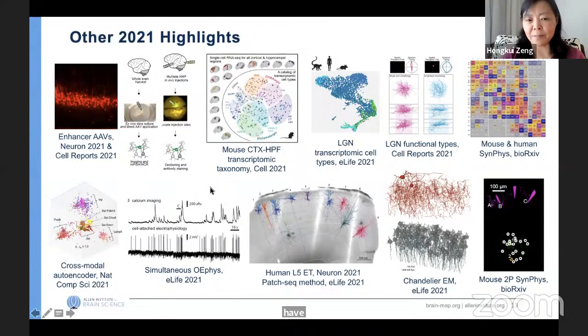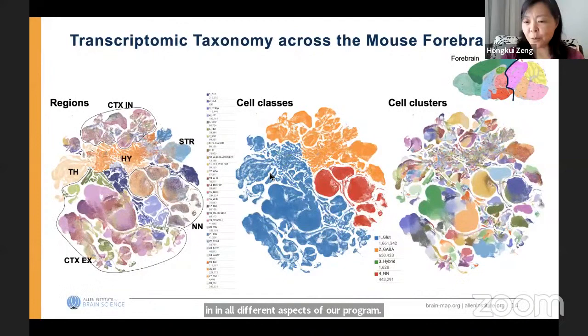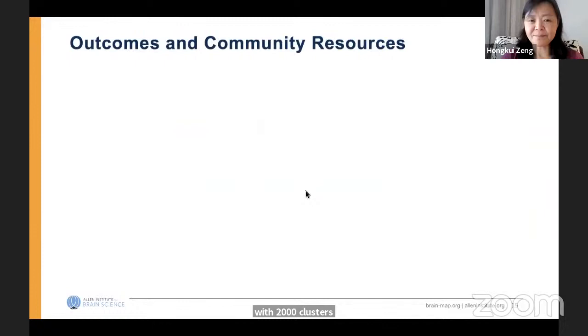And with that, I just want to give you a quick sneak peek of what's coming. Here is one slide showcasing a very large set of unpublished data that we are actively analyzing now. You will hear a little bit more about it tomorrow in one of the team talks. This is marching towards a comprehensive transcriptomic cell type taxonomy across the entire mouse brain. Here is a large data set with almost 3 million individual cells, a taxonomy covering the entire mouse forebrain with 2,000 clusters identified.